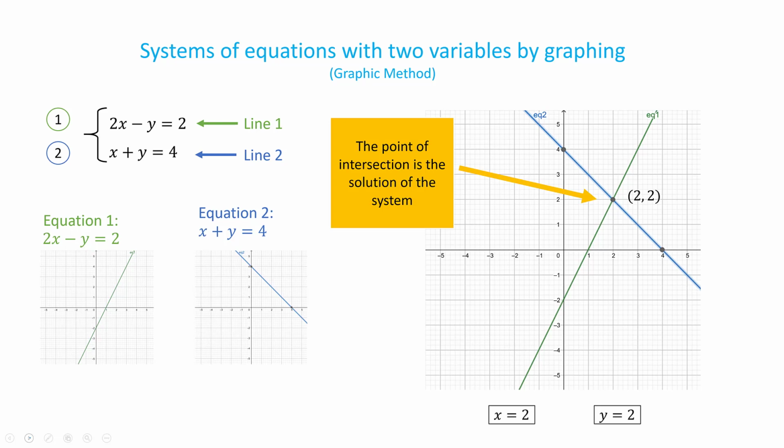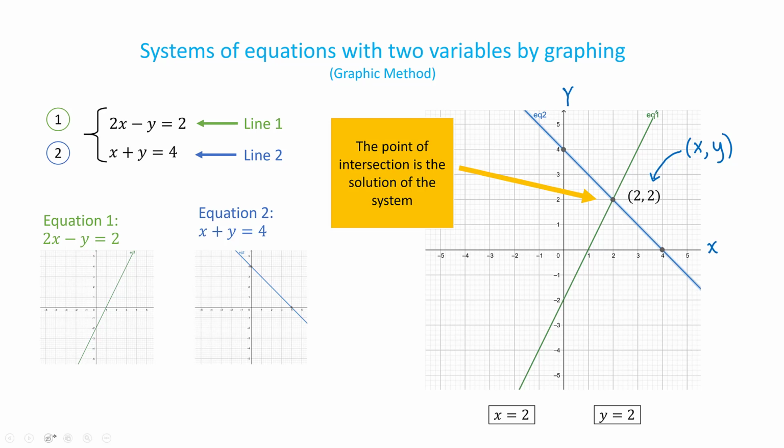Remember that in the Cartesian plane, the horizontal axis is called the x-axis, and the vertical axis is called the y-axis. When we represent a point, we write it inside parentheses, and the first number corresponds to the value of x, and the second number corresponds to the value of y. In this case, both of the numbers are the same, but usually we are going to get different numbers. So in order to solve a system of equations by graphing, we need to graph both of the lines in the same Cartesian plane and find the intersection point. The coordinates of the intersection point will give me the solution.